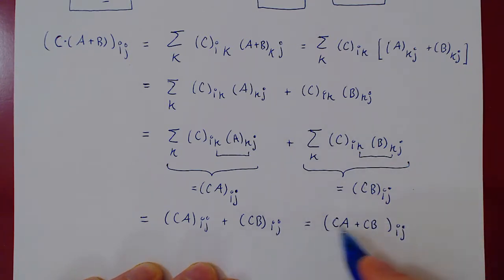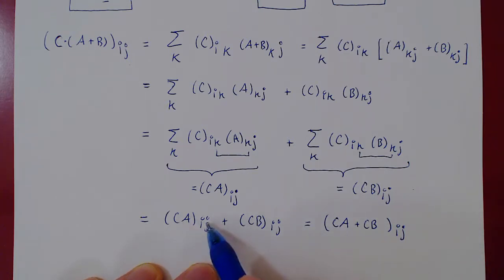If you're not sure about this direction, go backwards. If you're asking, how do I find the entry in the ith row, jth column of the sum of CA and CB? Well, we are simply adding corresponding entries. So the entry of CA in the ith row, jth column, plus the entry of CB in the ith row, jth column.